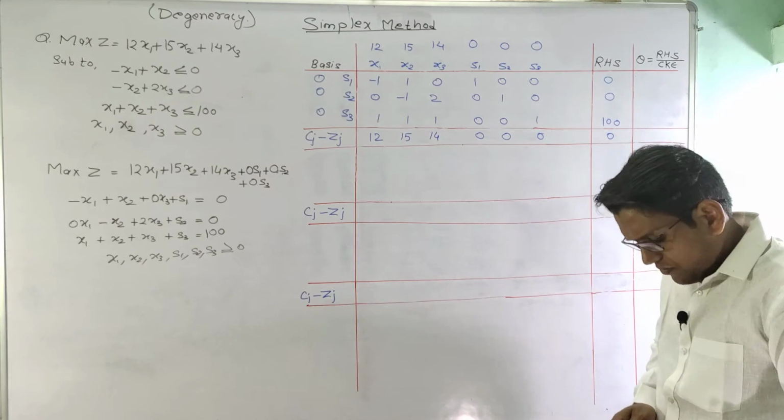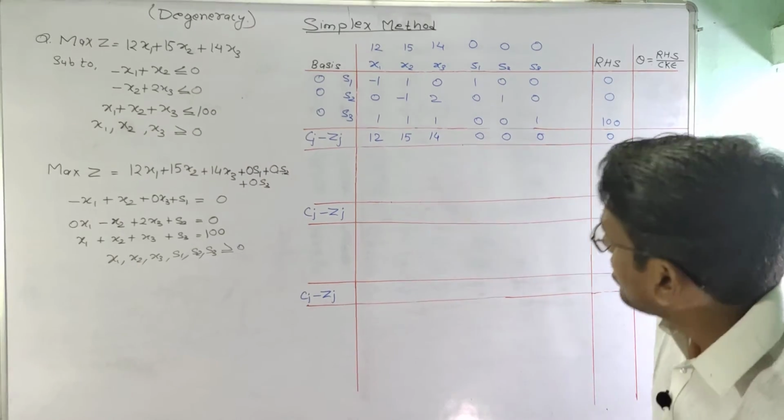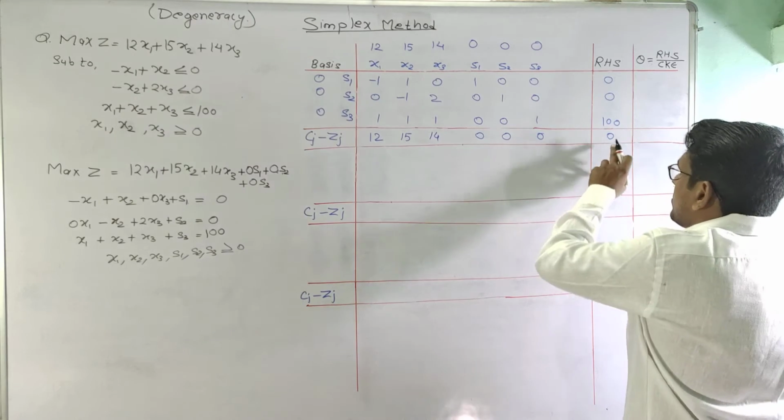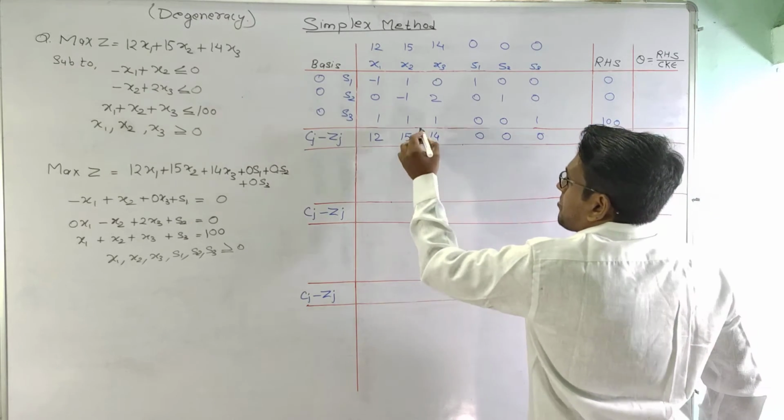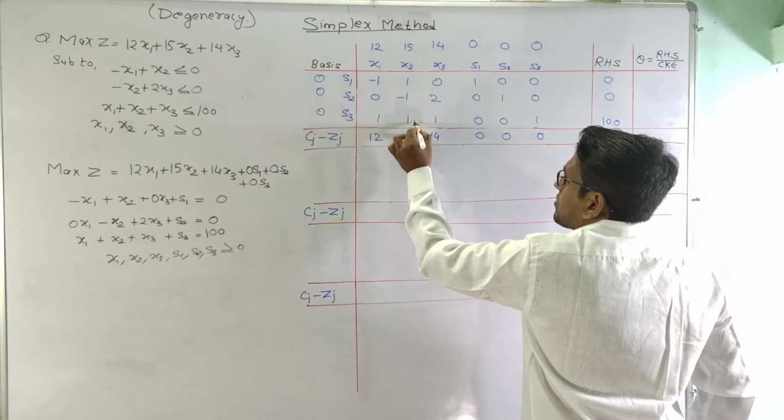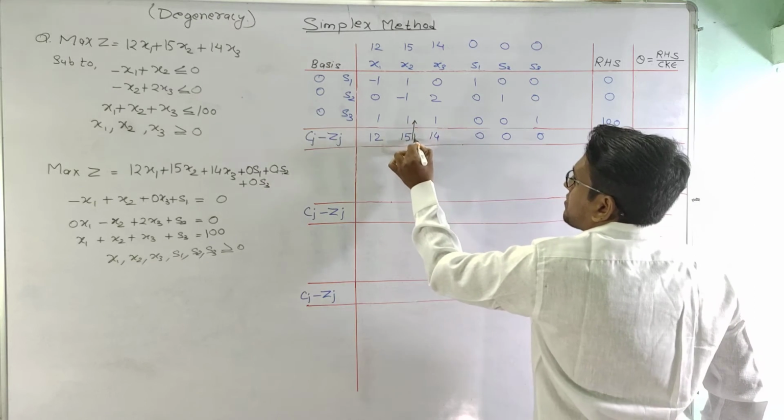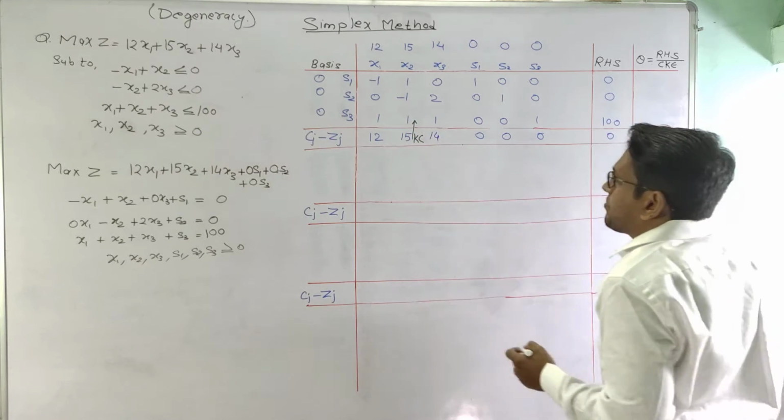Now we will select the maximum positive value here. So 15 is the maximum positive value. This will be our key column.